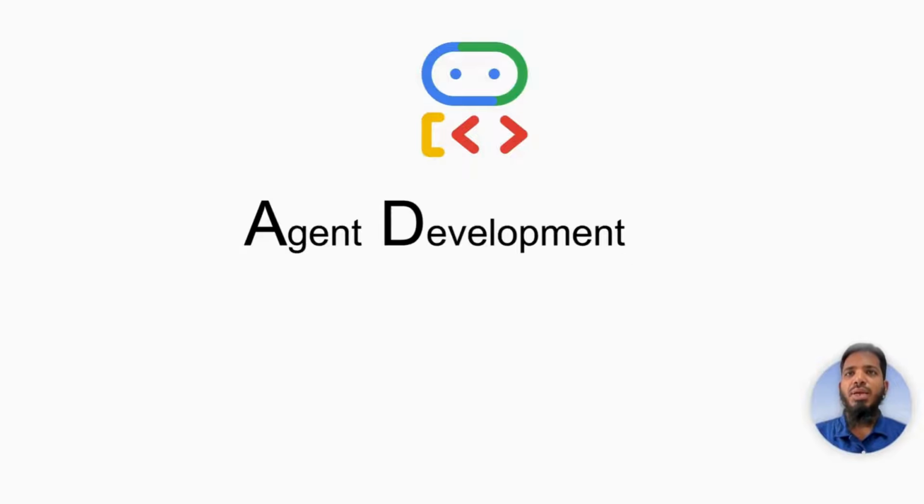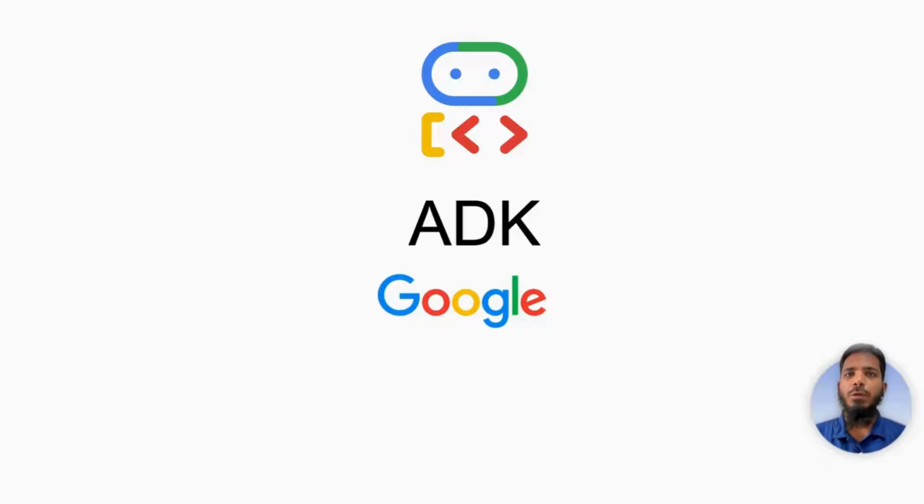Agent Development Kit from Google, in short Google ADK, is a flexible and very easy to use framework to develop and deploy AI agents. It is coming from Google, so it is very well integrated with the Google ecosystem like Gemini or Vertex AI platform. But it is not limited to that only. ADK can be used with any LLM model or it can be deployed anywhere.